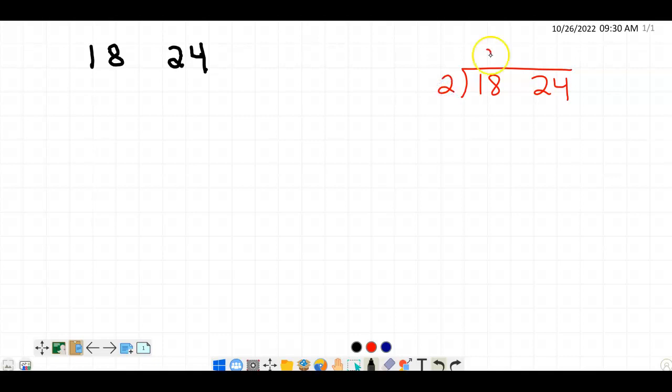So we can divide these by 2. We have 9 and 12. We can also divide 9 and 12 by 3, and we have 3 and 4 as our two answers. So our common factors are located right here. These are the common factors, 2 and 3. So let's list these first. What are all of the common factors of 18 and 24?